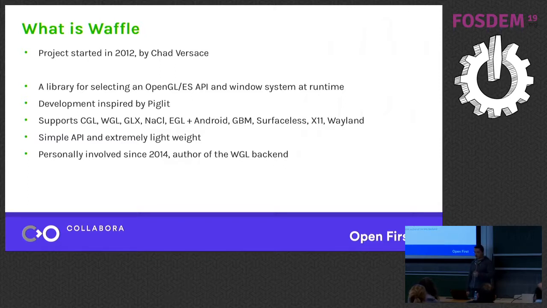Development was inspired by Piglit. As of today, it supports quite a few windowing system APIs, as listed there. We have CGL, which is the Cocoa or Apple GL, WGL, which is the Windows integration. GLX is the integration with the X windowing system. I'm not sure how many of you know about this next one. It is the native client for Chromium. On top of that, we have EGL with all the varying platforms you can see in there: Android, GBM, Surfaceless, Wayland, X11.